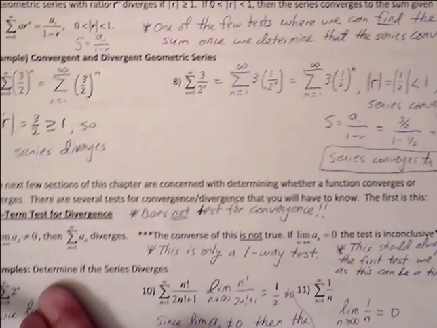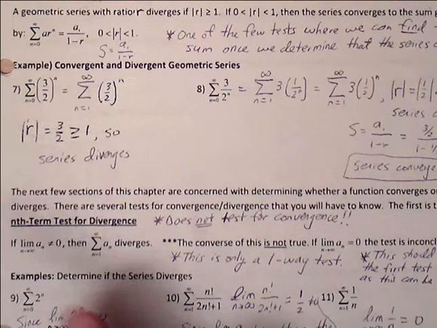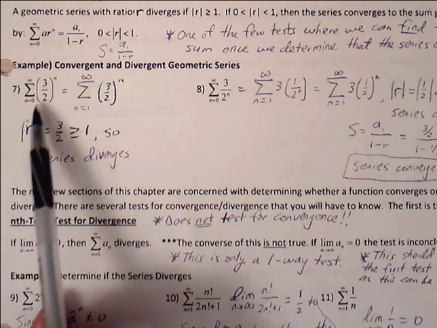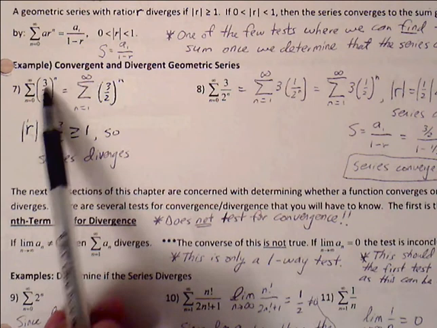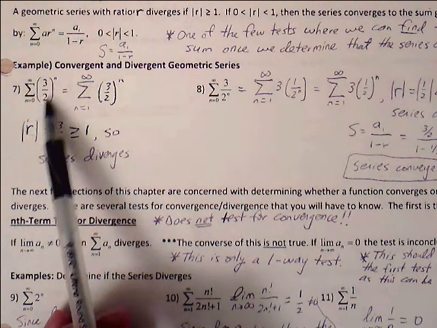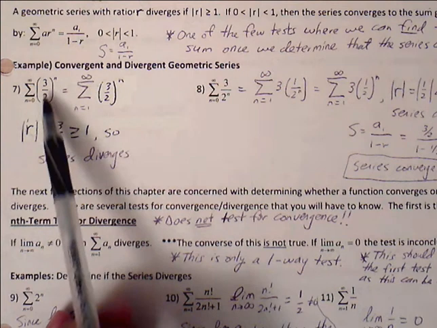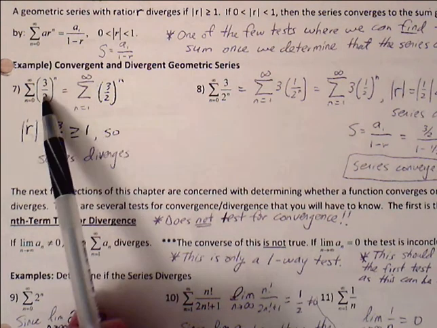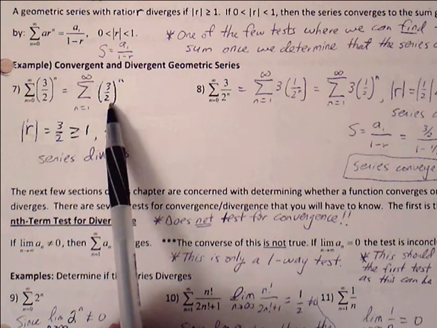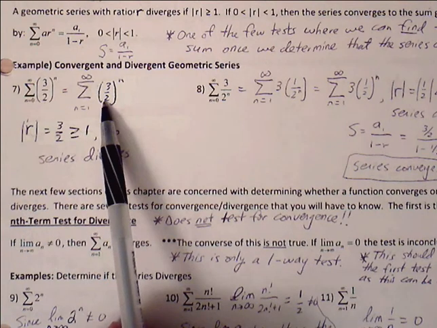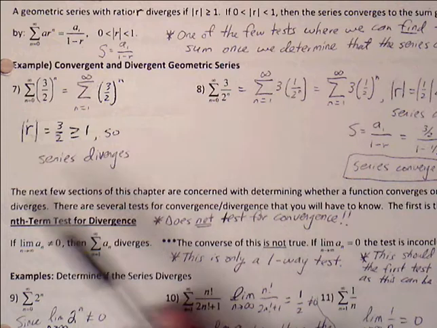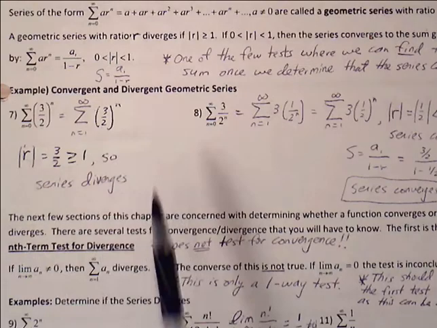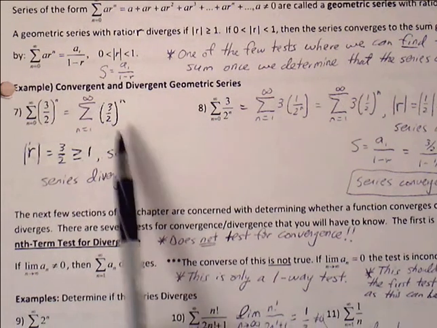Okay, let's look at some examples here. The summation of (3/2)^n. Now this is in the form of a geometric series. We see the base 3 halves raised to the nth power, so this is kind of like an exponential form here with geometric series. However, the ratio is 3 halves, and 3 halves is greater than 1, so we know that the series will diverge because this 3 halves is causing each term to keep increasing.